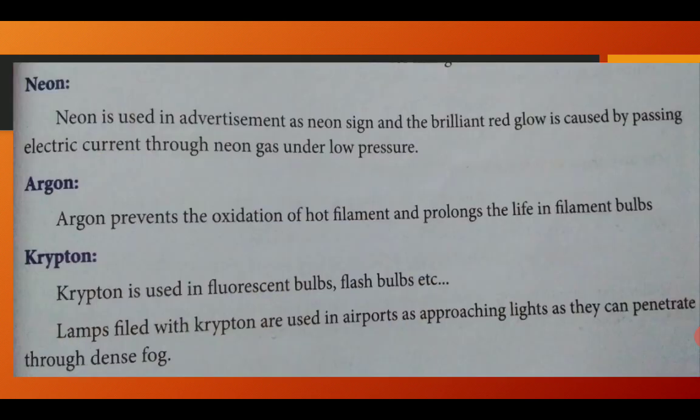The next, neon uses. Neon is used in advertisement neon signs, and a brilliant red glow is produced by passing electric current through neon gas under low pressure. Then uses of argon. Argon prevents oxidation of hot filament and prolongs the life of filament bulbs. Then krypton. Krypton is used in fluorescent bulbs, flash bulbs, etc. Lamps filled with krypton are used in the airports as approaching light, as they can penetrate through dense fog. Even in bad weather conditions, these krypton filled lights are used.